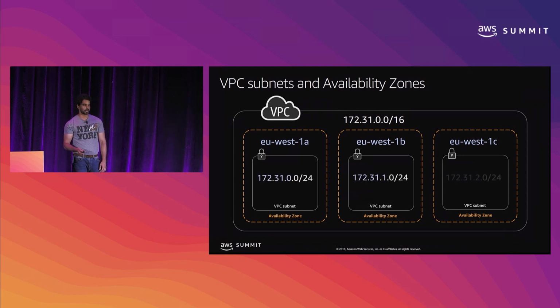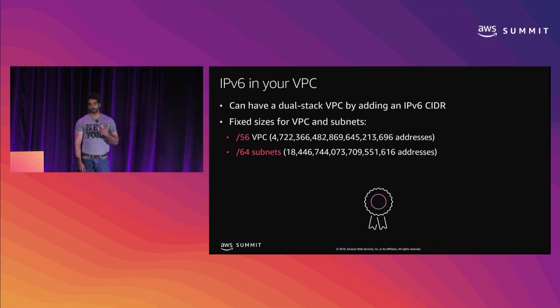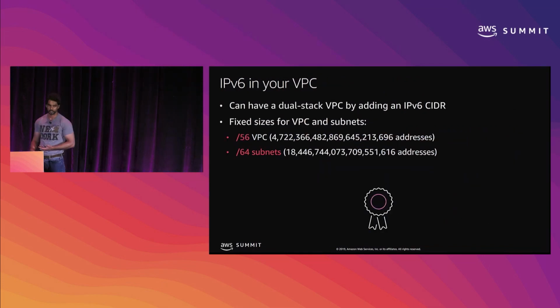A subnet gets its IP range from a subset of the VPC CIDR range. So here we have 10.0.1.0/24. Now you can also add IPv6 addresses to your VPC, so you can have a dual stack running both IPv4 and IPv6. The CIDR ranges are fixed: /56 for the VPC and /64 for the subnets.